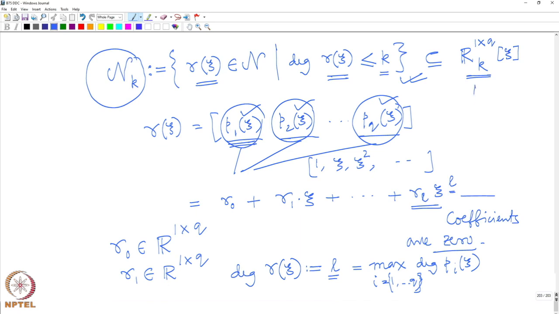You can easily verify that this is a vector space, so Nk is going to be a subspace. What is the dimension of this vector space? I leave it to you to find out, very easy to calculate. I will tell you what the dimension is, but you have to verify that this is indeed the dimension. This in fact will turn out to be k plus 1 times q. That is the dimension.